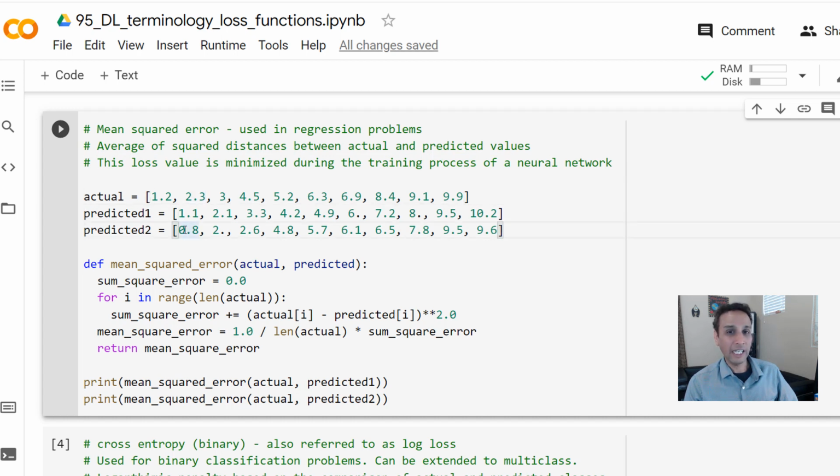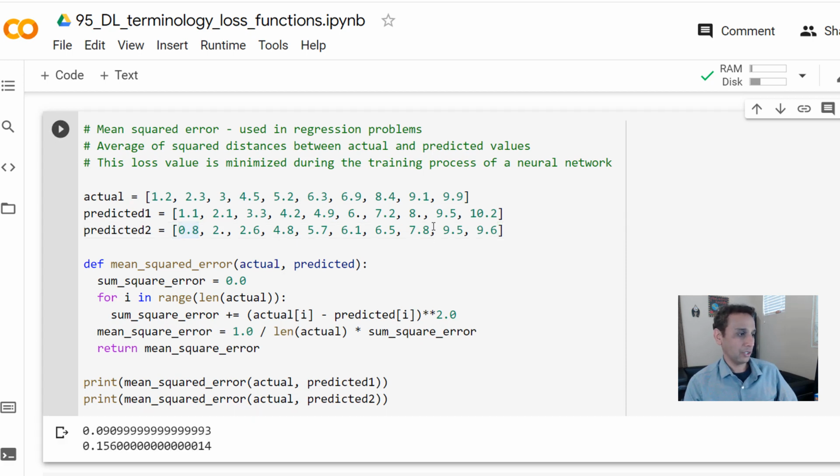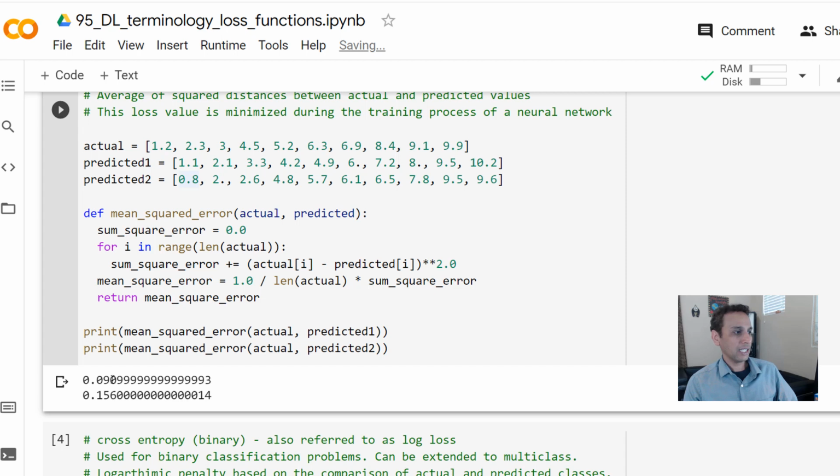Predicted 2 is slightly off in this case. Okay, and I'm just looking at our mean squared error, which is a pretty straightforward function to define. As you can see, for predicted 1, the mean squared error is 0.09, which is lower than 0.156, which is for the one where the prediction is slightly off.